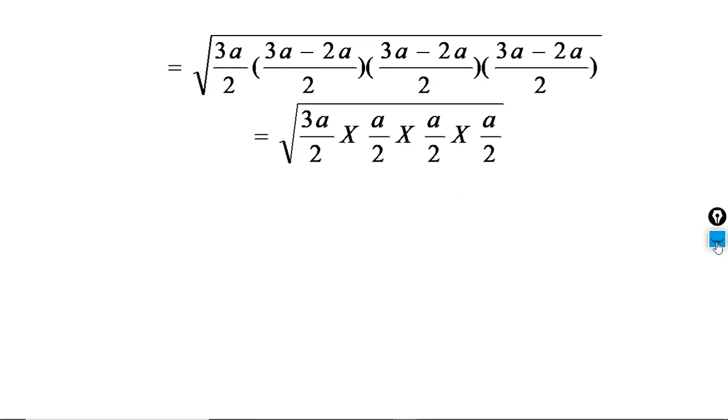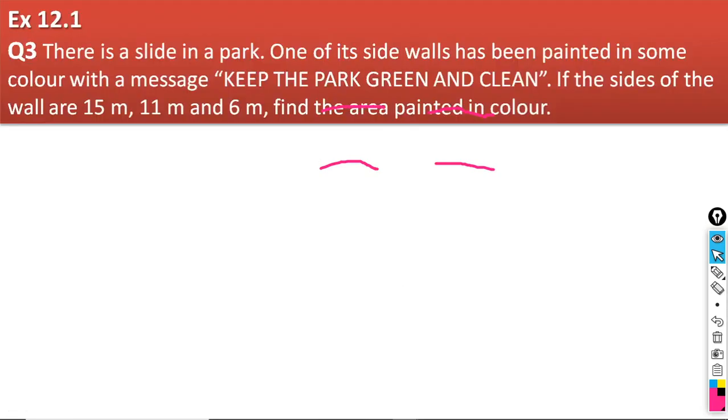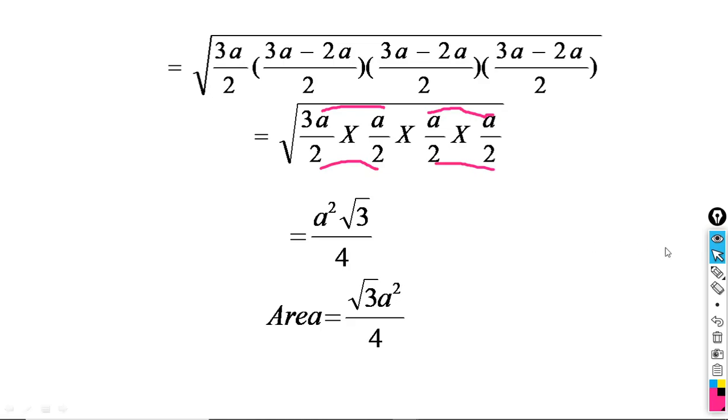3 times. In the next step, we have to do the pairing, as one pair of a is complete because a repeats 2 times. Similarly in the denominator, one pair of 2 means 2 pairs of 2 is completed. This completed pair will be taken outside the square root. So we get here a repeated 2 times, a square, 2 into 2 we get 4 and root 3. By rearranging them, we get area equals root 3 by 4 a square unit. So this is the area of an equilateral triangle.